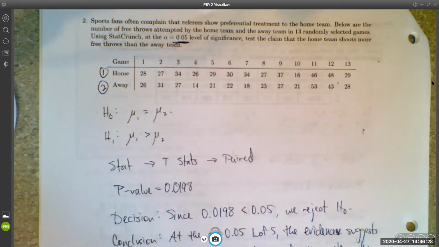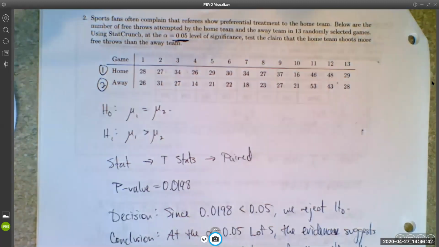Somehow you'd have to set up an experiment a little differently where you trick some of the referees into thinking that one of the teams is the home team and the other is the away team. And then you trick others of the referees to think the opposite, and then ask them their opinion about each call that's made or something like that. But anyway, so that's that example.